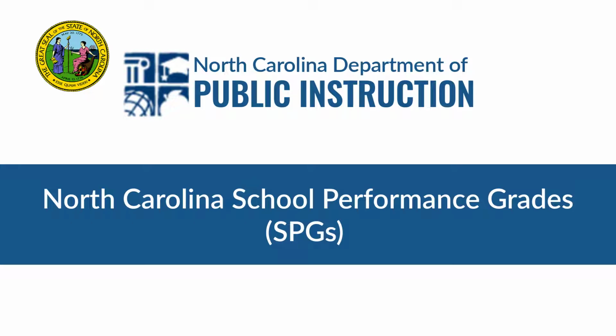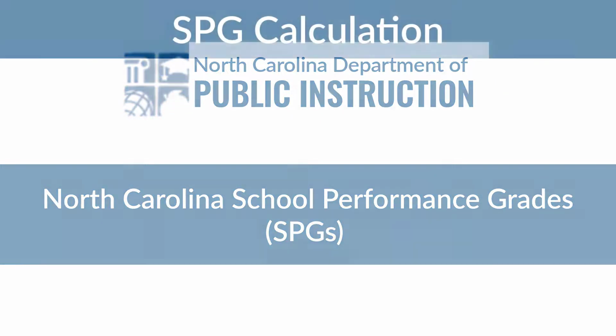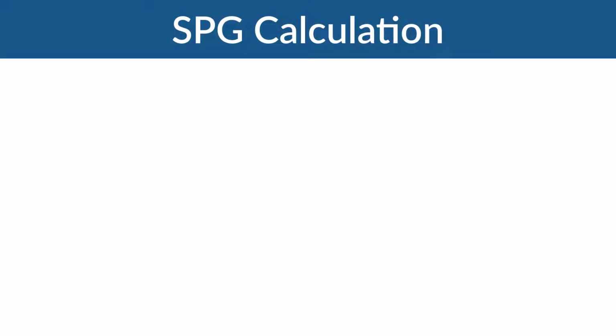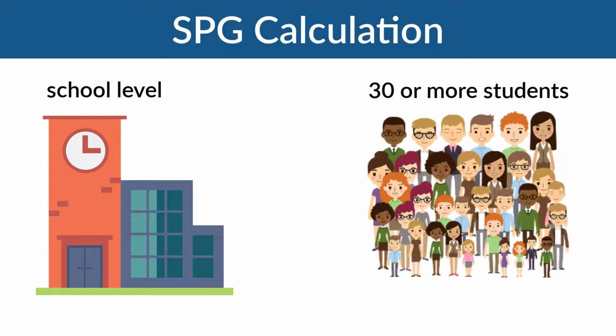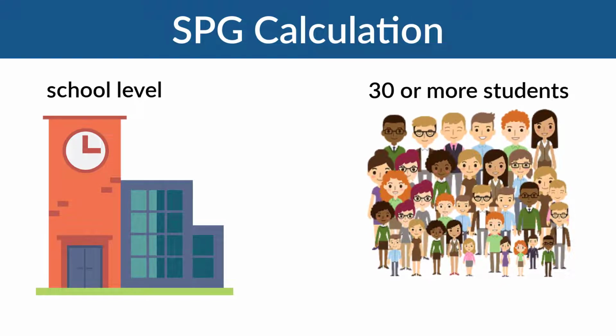When the Every Student Succeeds Act, or ESSA, was enacted at the federal level, the ESSA State Plan for Meaningfully Differentiating Schools was based directly on the model set forth in North Carolina law. SPGs are calculated at the school level and for student groups with 30 or more students in the group.